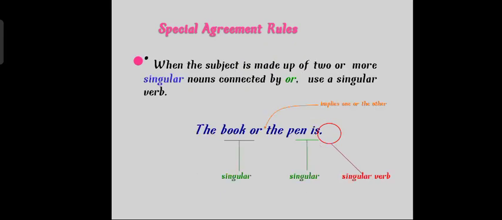And next, special agreement rule 2: when the subject is made up of two or more singular nouns connected by or, use a singular verb. See, the book or the pen is, a singular verb. The book or the pen means either the book or the pen, one of these two. That's why the singular verb is used here.